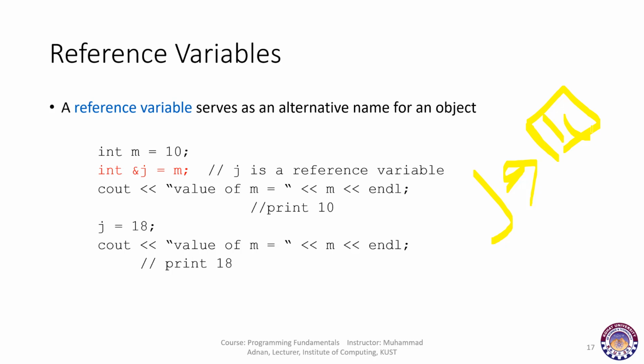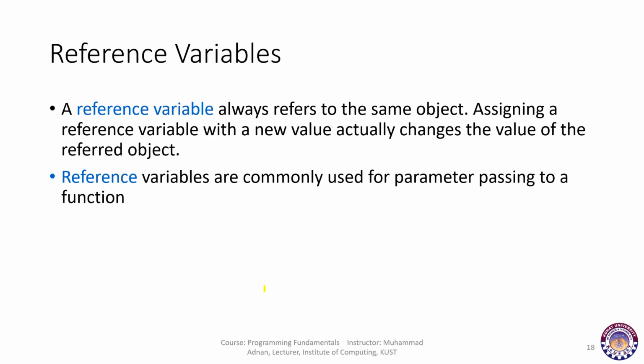because j was pointing to this m, if you change the value pointed to by j, it will also be reflected in the m variable, because m was the name given to that memory slot. So if you print the variable m, it will print 18, and we have indirectly through the reference variable changed the value of the variable m. Okay, a reference variable always refers to the same variable or object.